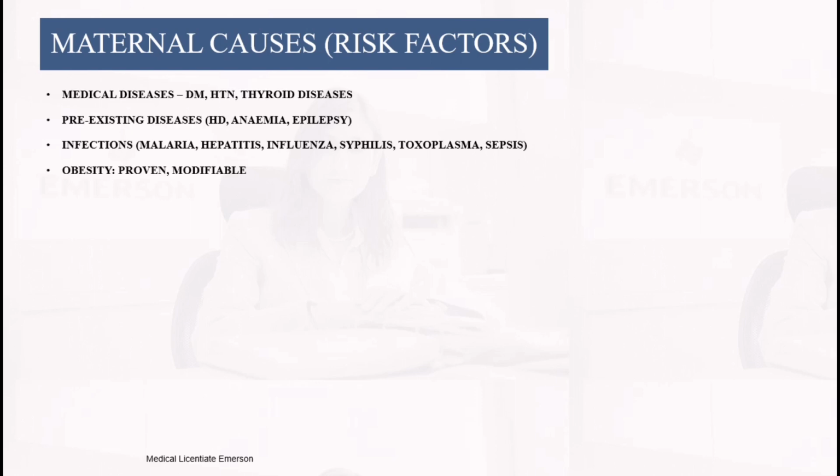So we have maternal conditions such as DM, hypertension, thyroid diseases, and we also have pre-existing diseases such as heart disease, anemia, epilepsy. We also have infections such as malaria, hepatitis, influenza, syphilis, toxoplasma, sepsis, and of course obesity, which has been proven and is modifiable, so it's not necessarily always, but you can even modify it. So it's a modifiable risk factor.